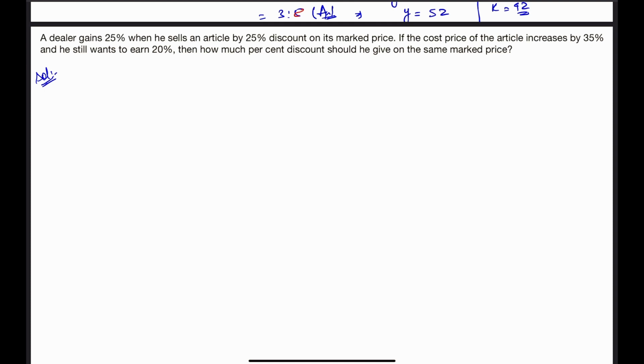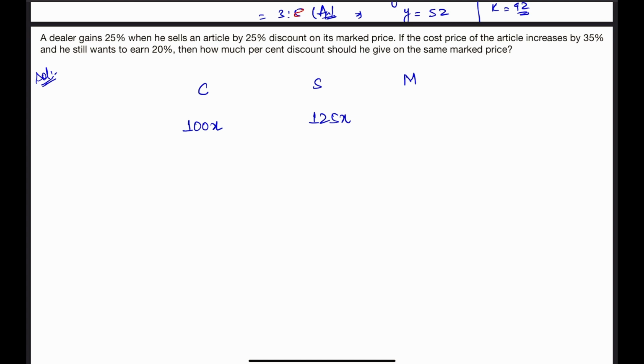A dealer gains 25% when he sells an article at a 25% discount on the market price. If the cost price of the article increased by 35% and he still wants to earn 20%, then how much percent discount should he give on the same market price? So the dealer is gaining 25%. So if C, S and M, so my dealer gains 25%, so 100x, so it will be 125x.